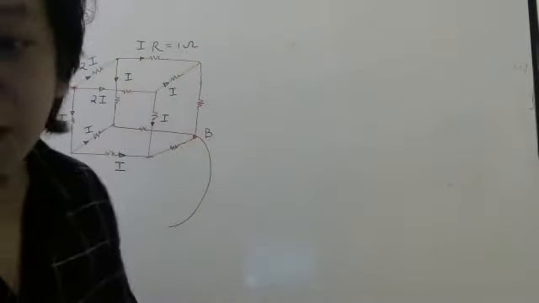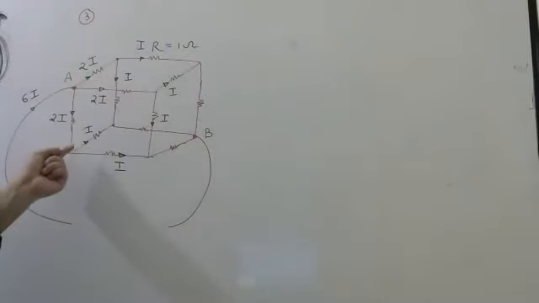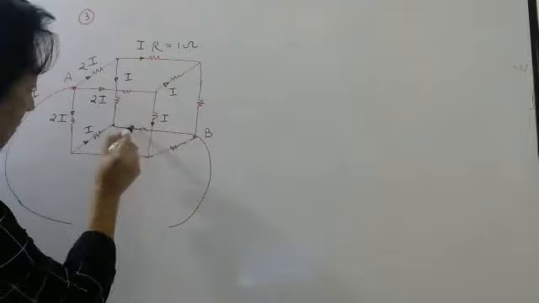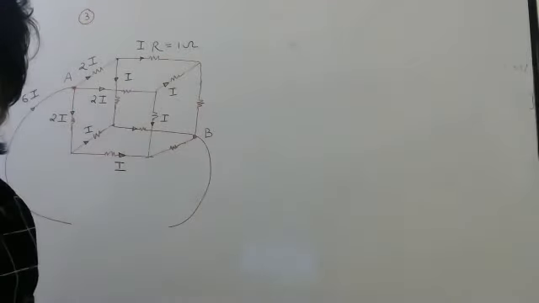Now here in this branch, you don't need to make a new current, because look at this point. I is coming, I is coming. So how much will go here? Quickly tell me without wasting too much time.